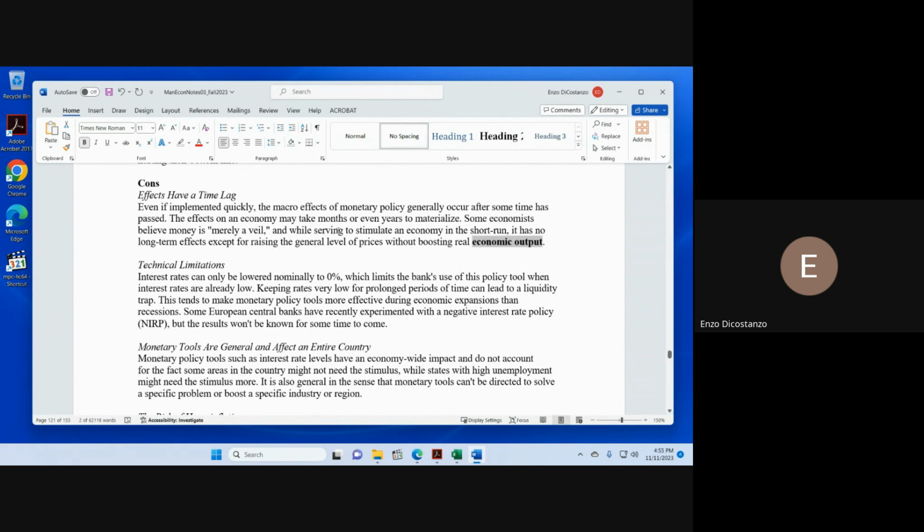Interest rates can only be lowered nominally to 0%, which limits the bank's use of this policy tool when they're already low, which is pretty much where they are now, right? Keeping rates low for long periods of time can lead to a liquidity trap, and this tends to make monetary policy tools more effective during an economic expansion than a recession. Some European central banks have recently experimented with negative interest rate policy, but the results won't be known for some time. This liquidity trap thing, I've heard that term a couple times, and maybe we can quickly look it up somewhere.